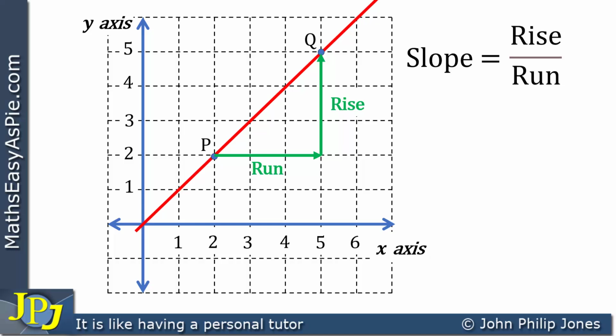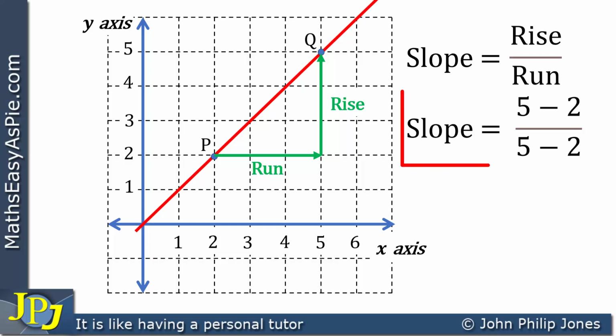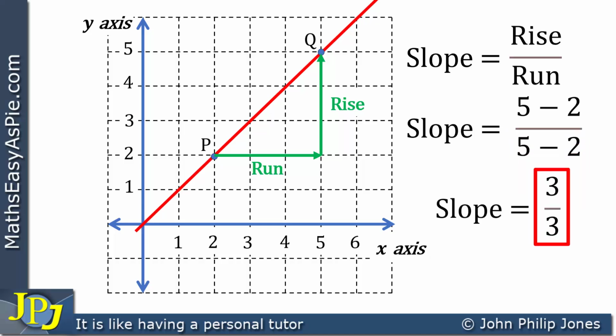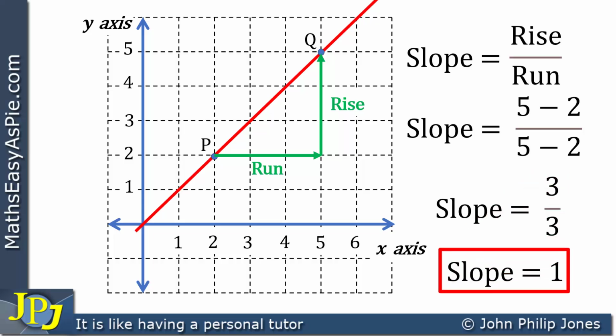Alternatively, we could subtract this 2 from this 5 on the y-axis, because the 2 and the 5 are the coordinate positions of the P and Q along the y-axis. So we can continue and we can see that the slope is the 5 minus the 2, which is how I calculated the rise a moment ago, over the 5 minus the 2, which is the way in which I calculated the run a moment ago. And of course, we can show this to be 3 over 3, and consequently, the slope is equal to 1.